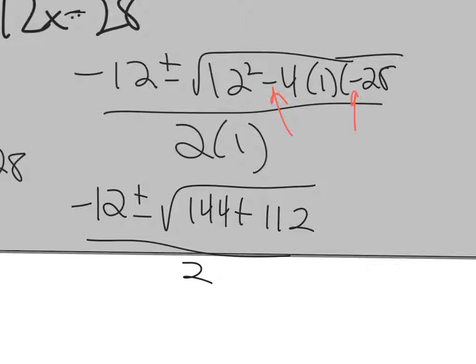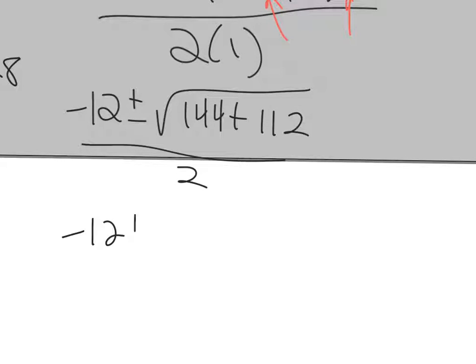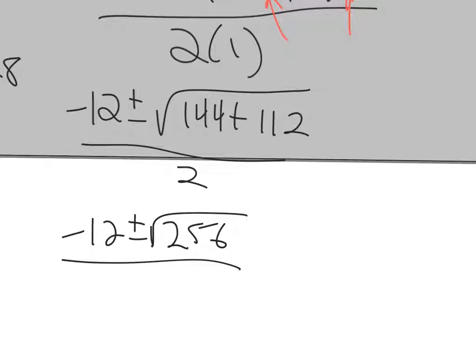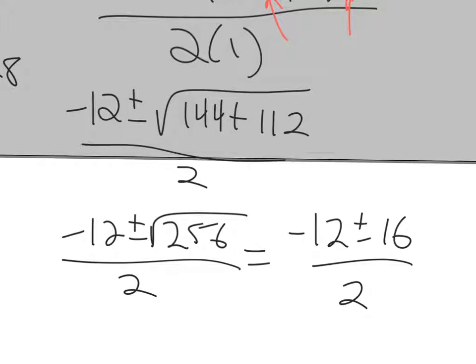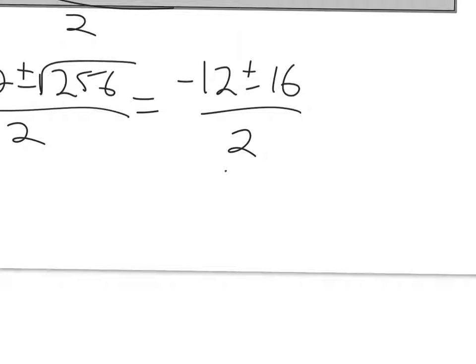144 plus 112 is going to be 256 all over 2. So the square root of 256 is going to be 16 all over 2. So now, 2 versions. So split this.